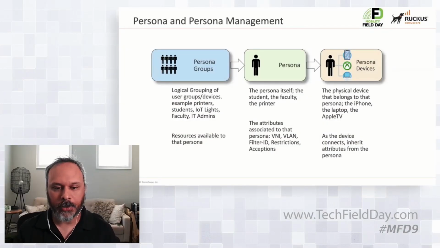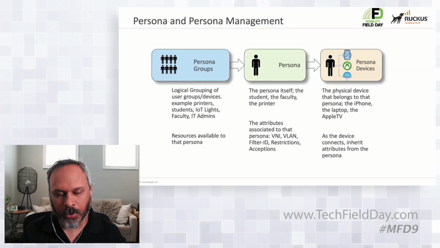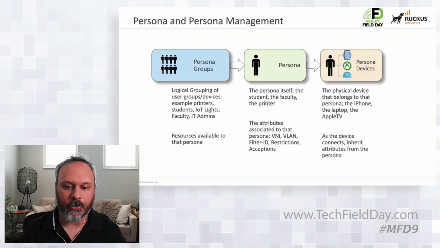For example, if you're at a campus, you have faculty, students, IoT devices, HVACs, printers, whatever those things are. And those can be represented as persona groups. For example, we could have a student persona group. And then within that persona group, you would have a list of resources that are available for that group, such as certificate templates for PKIs, DPSK pools, policies. And then you would have the individual personas of that group.